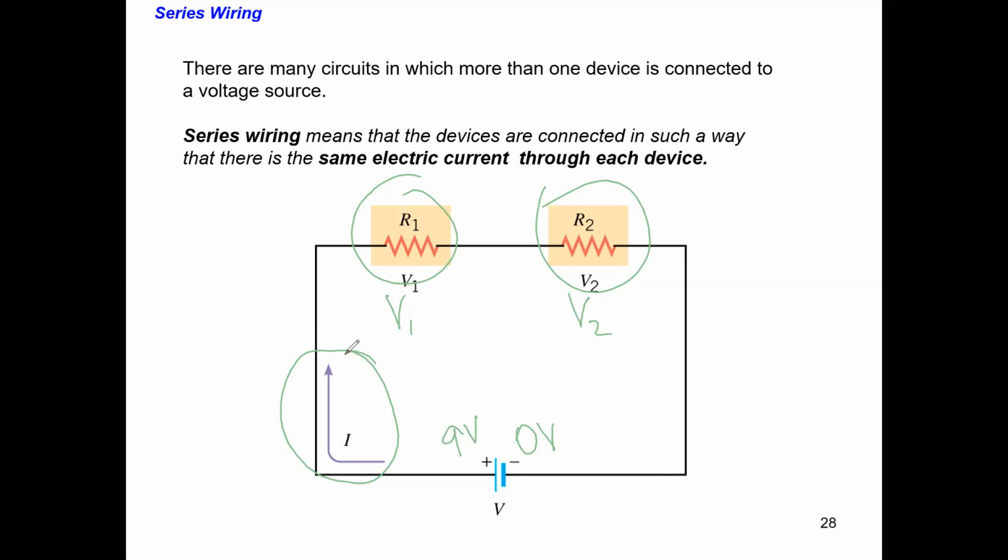So my current through resistor 1, it's got to be the same thing as my current through resistor 2. It's got to be the same thing as my total current coming from the battery. All right, awesome.